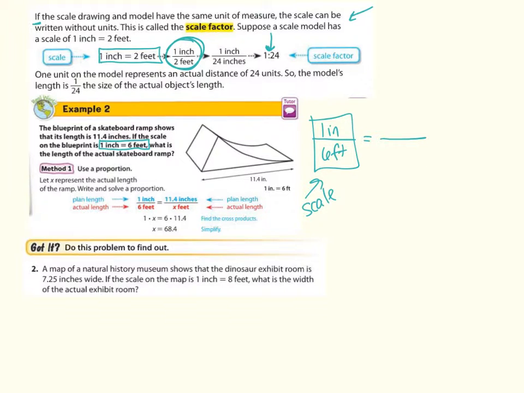So then you have to determine what number of the second fraction is given to us. Well, it tells us 11.4 inches. That 11.4 inches is the drawing representation of the blueprint, so that needs to go on top, because all the numerators, that's the blueprint. That's what's on paper. And then all this on the bottom is going to be the actual skateboard ramp.